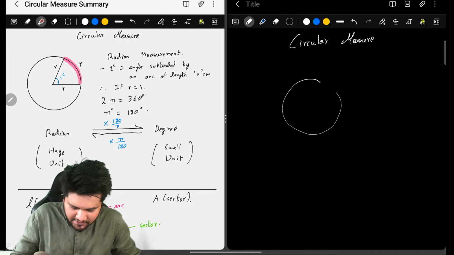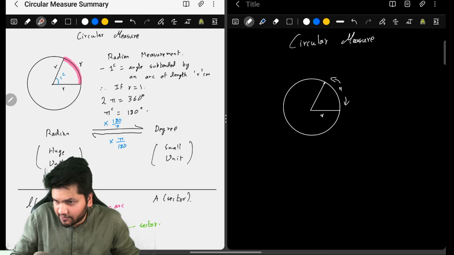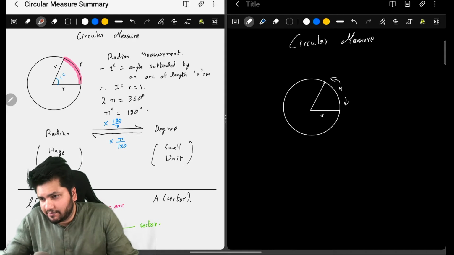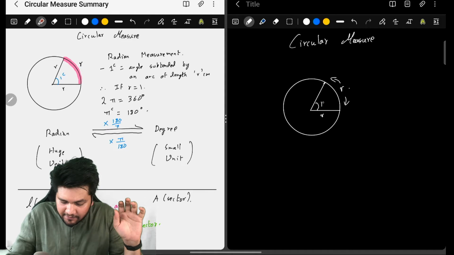So for example, if there is a circle of radius r centimeter, what I'll have to do is just make an arc of r centimeter like this. The radius of the circle is r centimeter. The length of the arc is also r centimeter. Now whatever the angle it will subtend, that's going to be 1 radian.